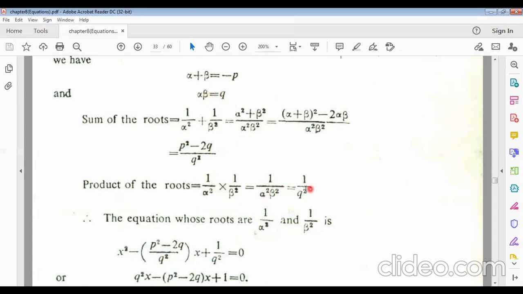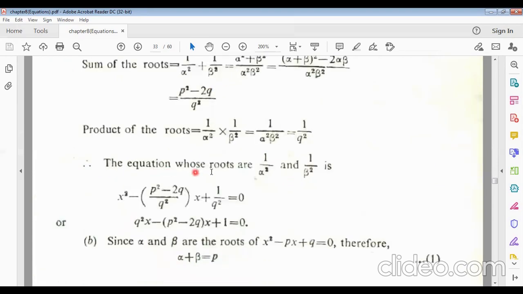Putting these values, the equation whose roots are this and this is x square minus sum of the roots into x plus product of the roots, equals 0. Now multiplying q square on both sides, we get this equation. This is the new equation of the new roots.